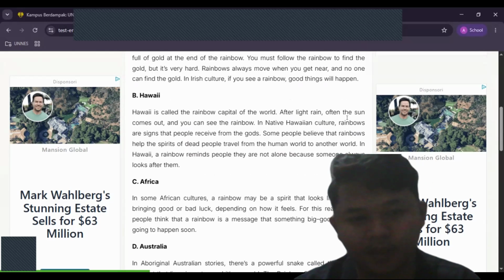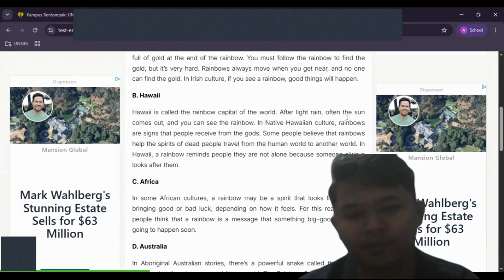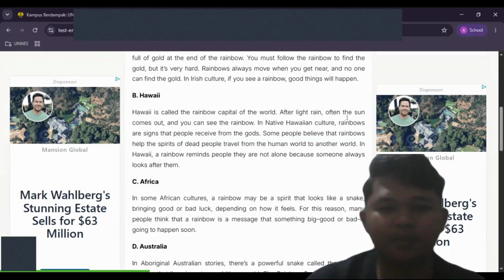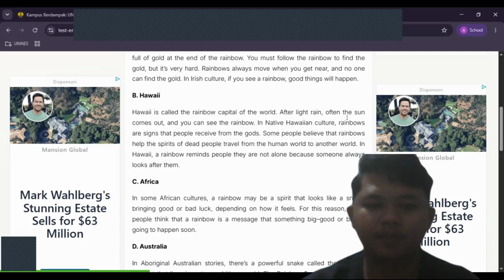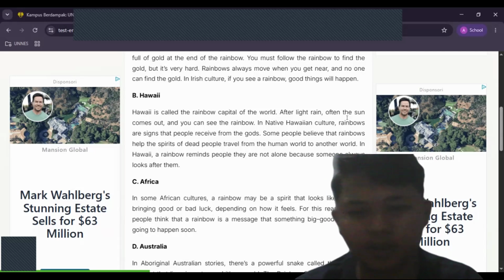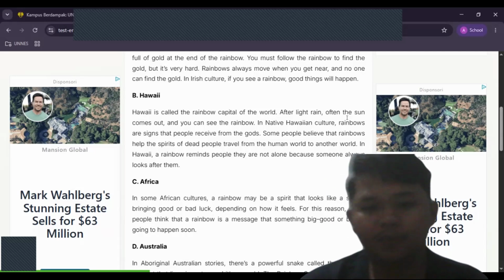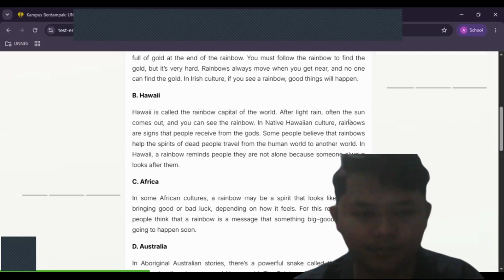Hawaii. Hawaii is called the rainbow capital of the world. After light rain, often the sun comes up and you can see the rainbow. In native Hawaiian culture, rainbows are signs that people receive from the gods. Some people believe that rainbows help the spirits of dead people travel from the human world to another world. In Hawaii, a rainbow reminds people they are not alone because someone always looks after them.